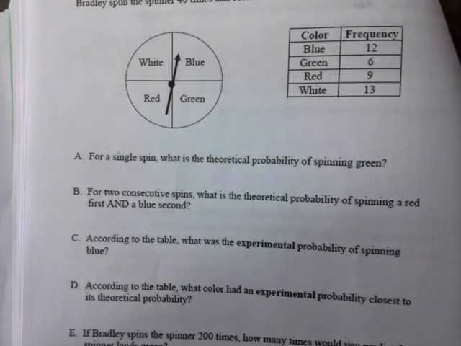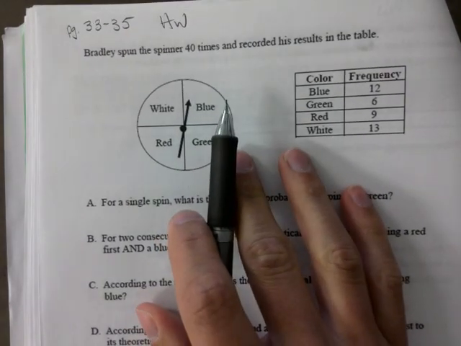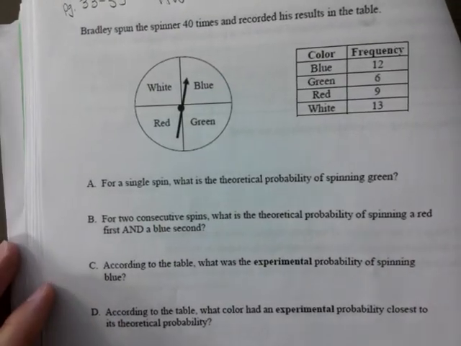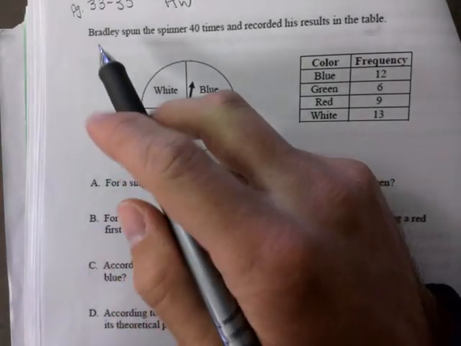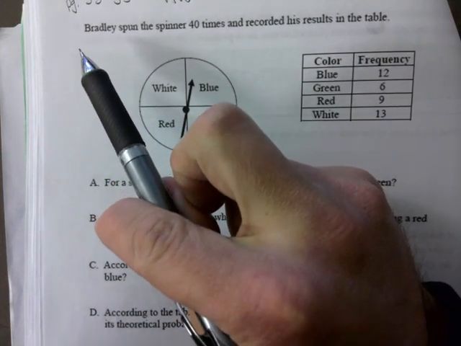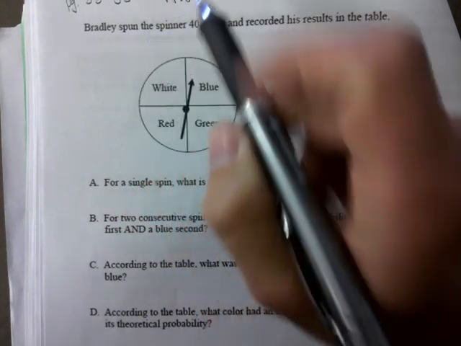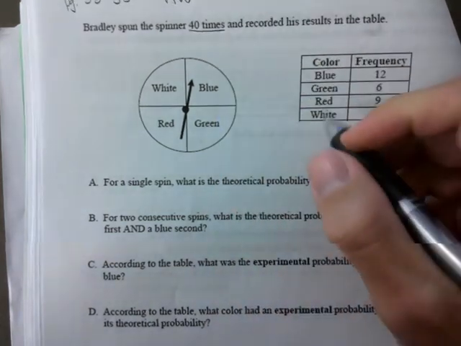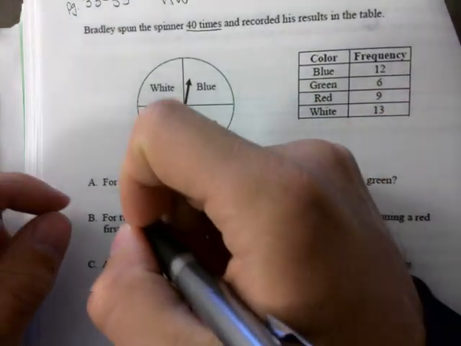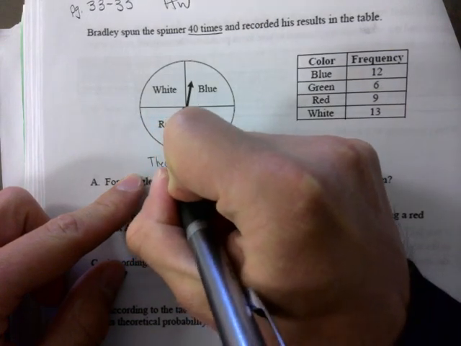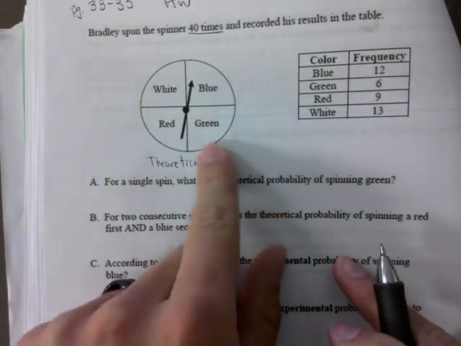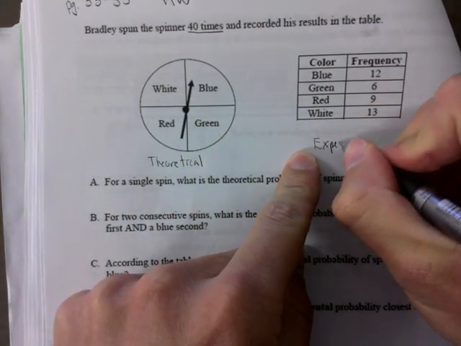We're just going to do a quick review before I give out the AC on a theoretical versus experimental probability question. I'm on page 35 here. I have this question. Bradley spun the spinner 40 times and recorded his results in the table. Right away for this one, I'm going to write: this is my theoretical information, and this is my experimental information.